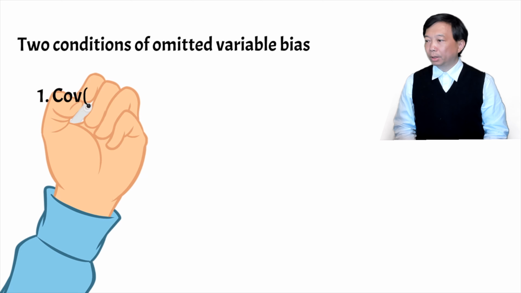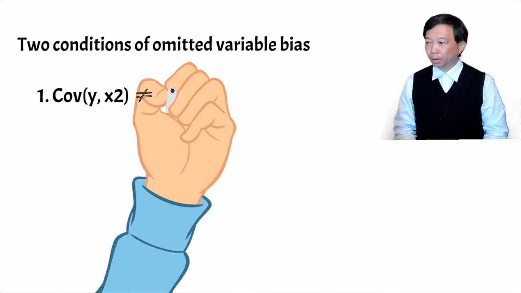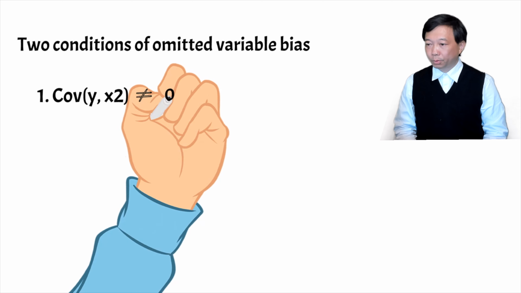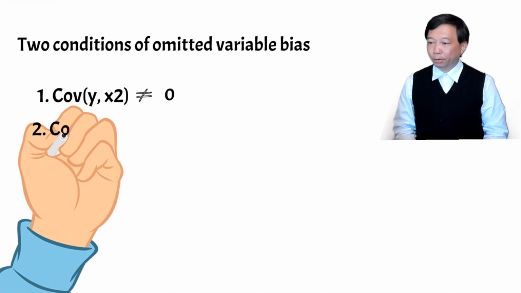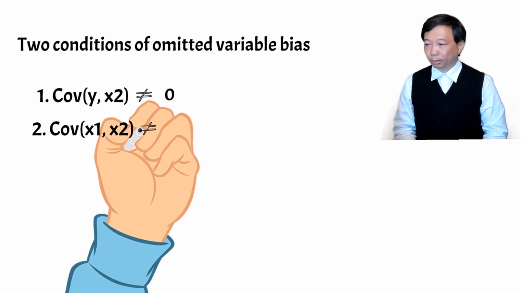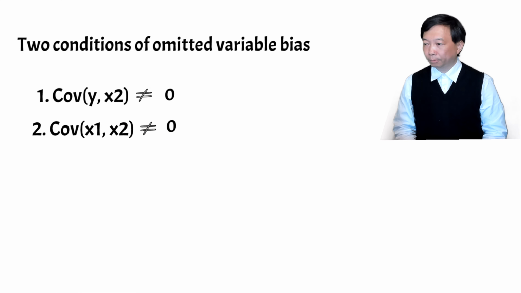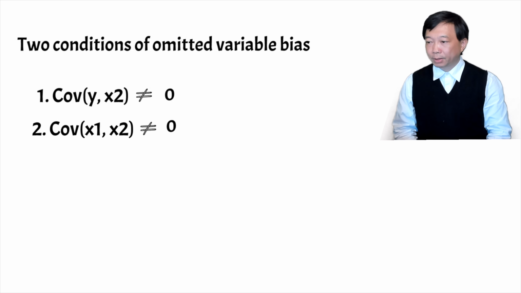Mathematically, the two conditions mean that the correlation or covariance between the omitted variable x2 and the outcome variable y is not zero, and the correlation or covariance between x2 and x1 is not zero either. In our example, the hot weather is a relevant factor behind the wildfires, and it also correlates with the consumption of ice cream.